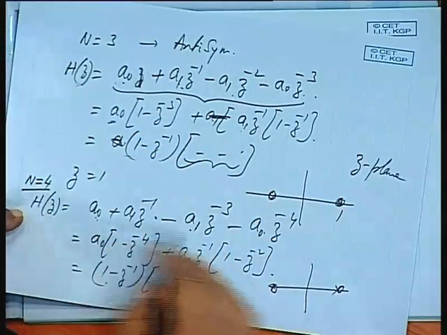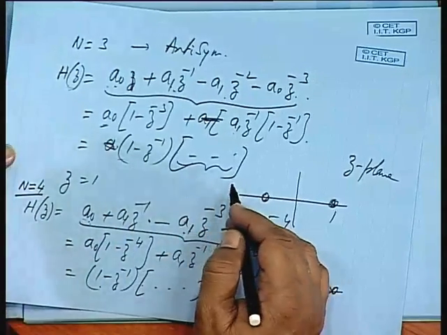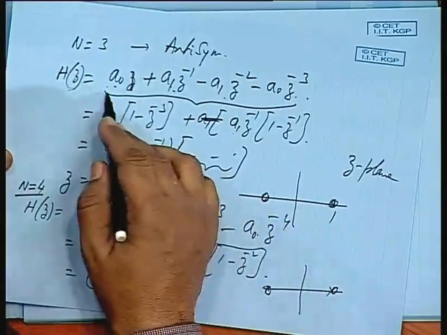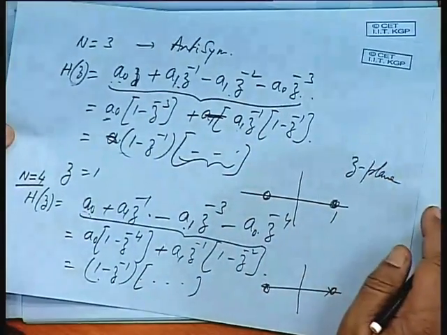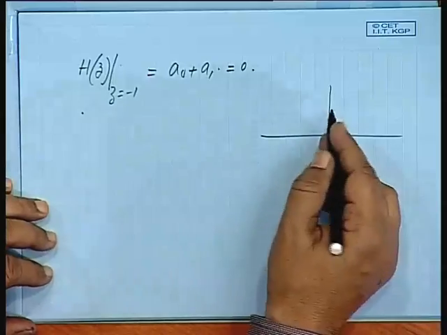For n equal to even, it will be cancelling. For n equal to odd, it will not be, sorry. Does it cancel? No, may not. Okay. So, like this, you keep on taking different polynomials and then see the distribution of possible poles and zeros.